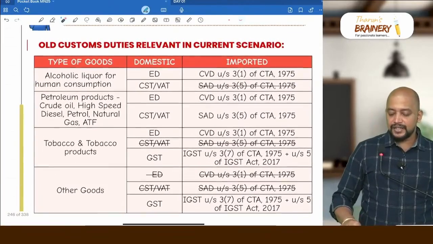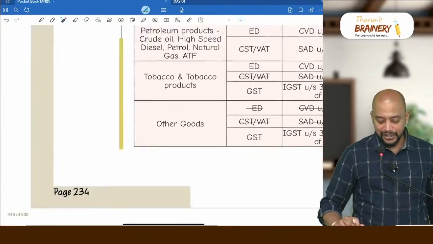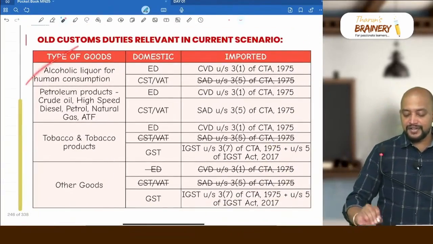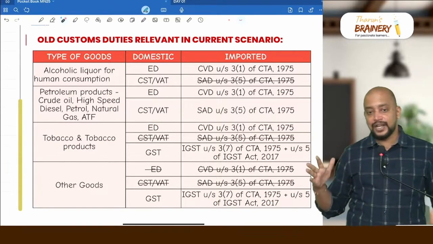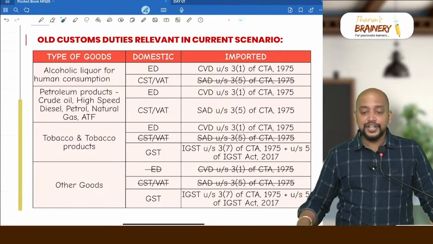First, whenever there is alcoholic liquor for human consumption, take page number 234. Whenever there is alcoholic liquor for human consumption, we need to pay excise duty. If it is manufactured in India, we need to pay excise duty.